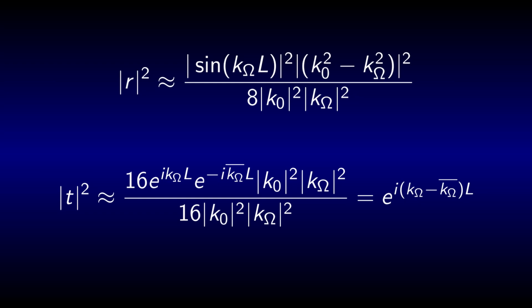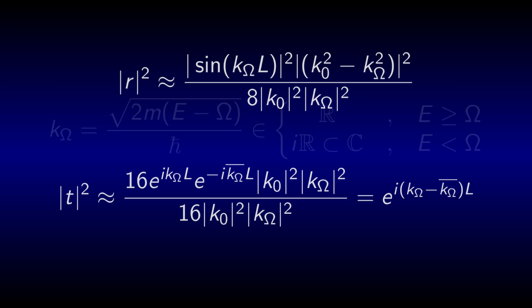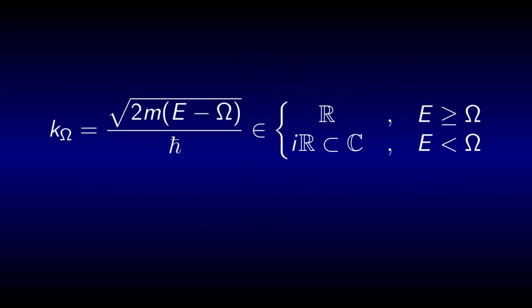A classical particle will behave Boolean when it encounters an obstacle. Either its kinetic energy is larger than the potential energy, then it just climbs over it, or its energy is lower, then it will be reflected. A quantum particle behaves slightly differently. Remember the definition of k omega. If the energy is larger than the obstacle height, then it is a real number. If it is lower, then it becomes imaginary.